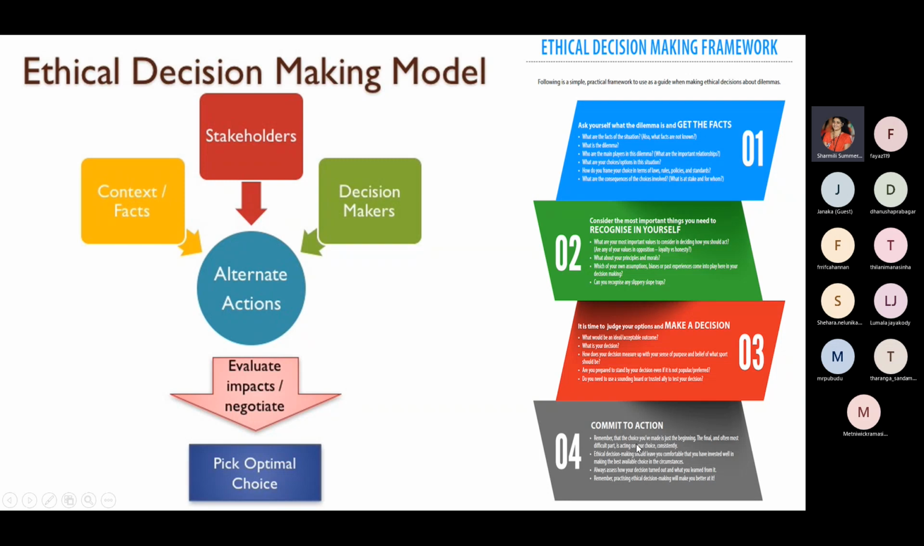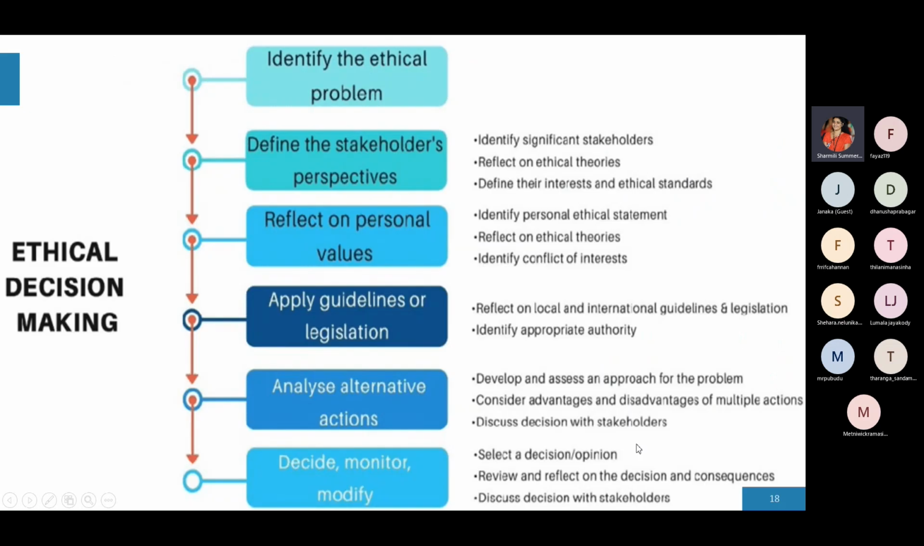Here you can see: identify the ethical problem, then define the stakeholders' perspectives. So who are the stakeholders, and what are their perspectives? What ethical theories and ethical standards do they have? Reflect on personal values, then apply the guidelines or legislation if available, and analyze the alternative actions if available. Decide, monitor, and modify. So this is one ethical decision making process you can follow.